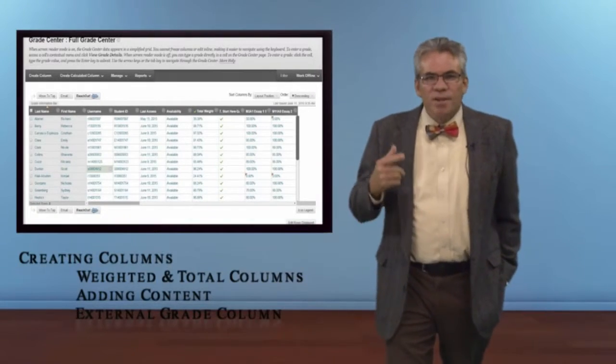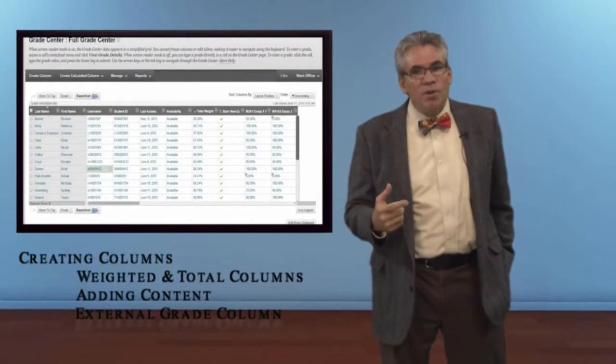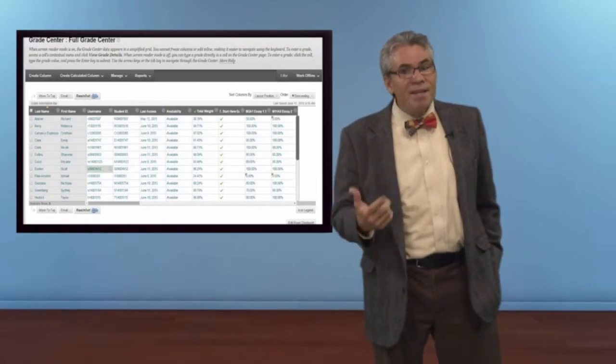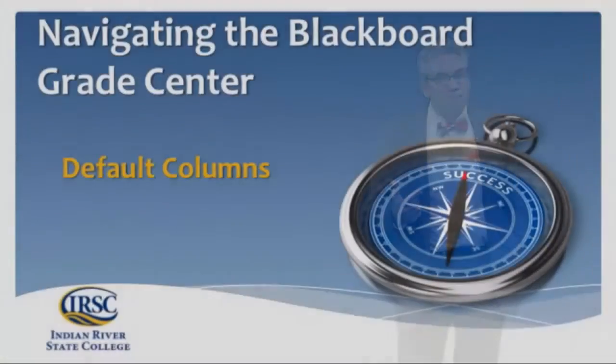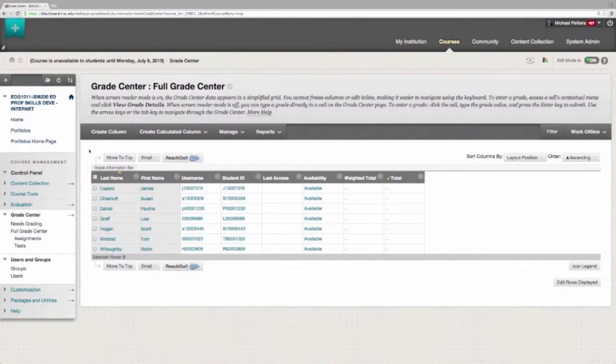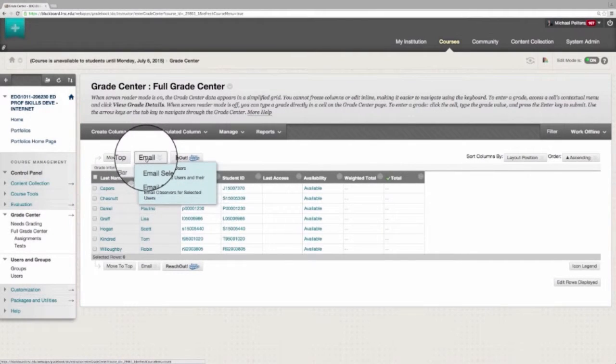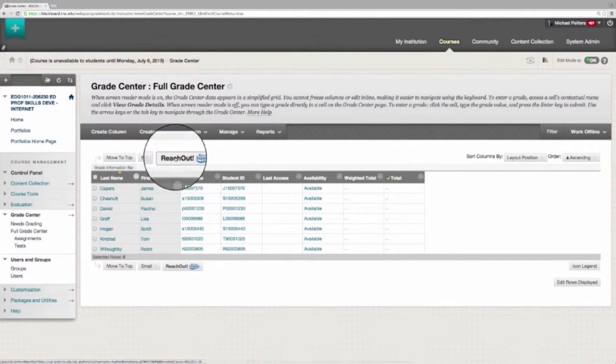In the column sections, we'll be talking about default columns, creating your own column, and setting the external grade column. By default, there are several columns that will appear in the Grade Center: last name, first name, username, student ID, last access by the student, availability, the weighted total, and total. Notice there are 3 buttons along the top: Move to Top, Email each student, and the Reach Out button.